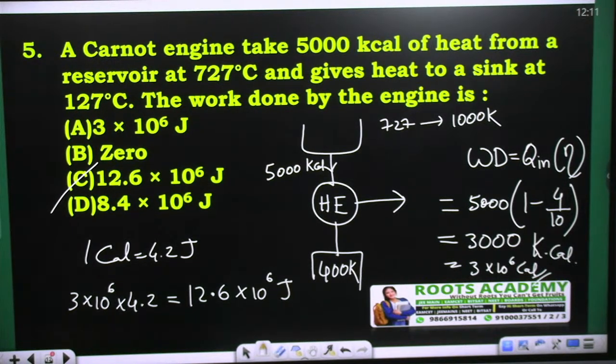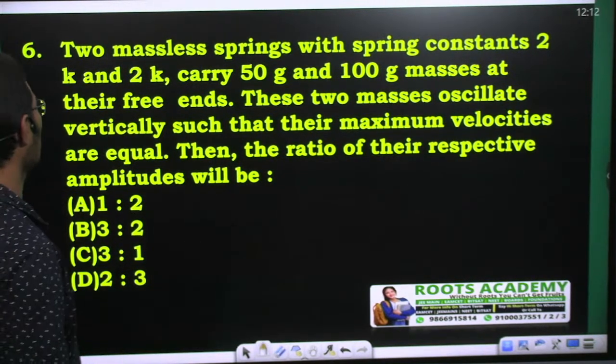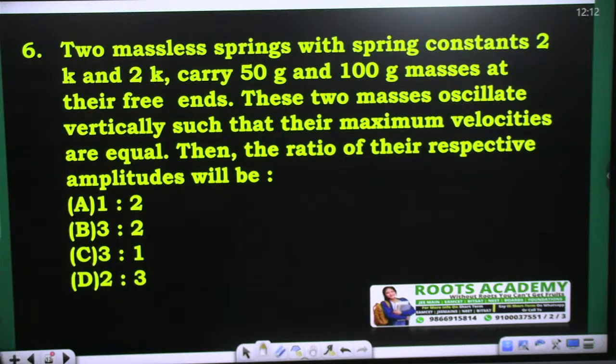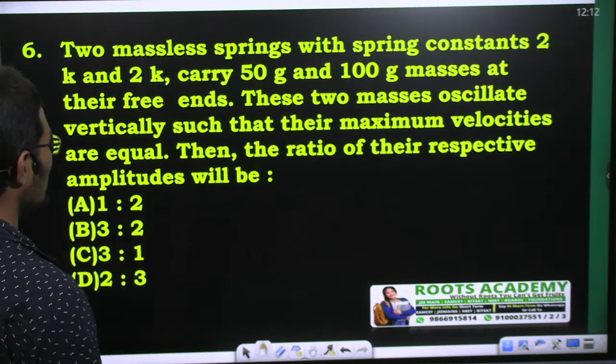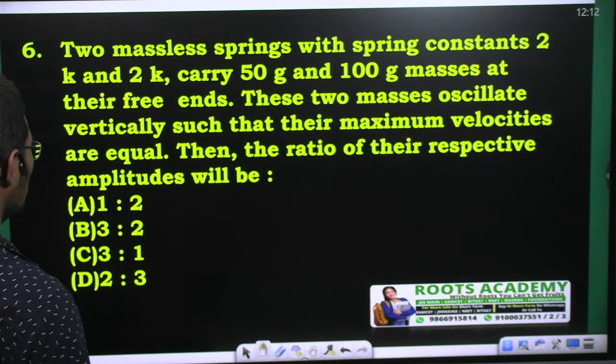So now let's try to look at the next question. Two massless springs with spring constant 2K and 2K carry 50 grams and 100 grams masses at their free ends. These two masses oscillate vertically such that their maximum velocities are equal. Then the ratio of the respective amplitudes will be.